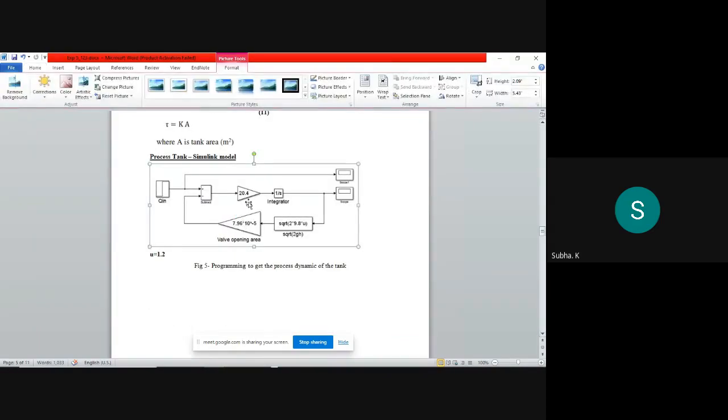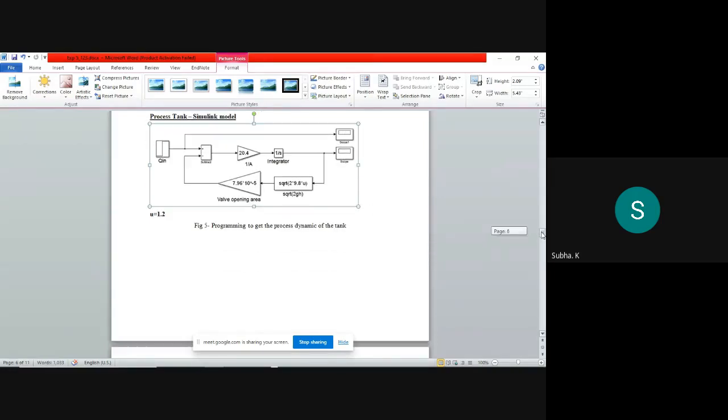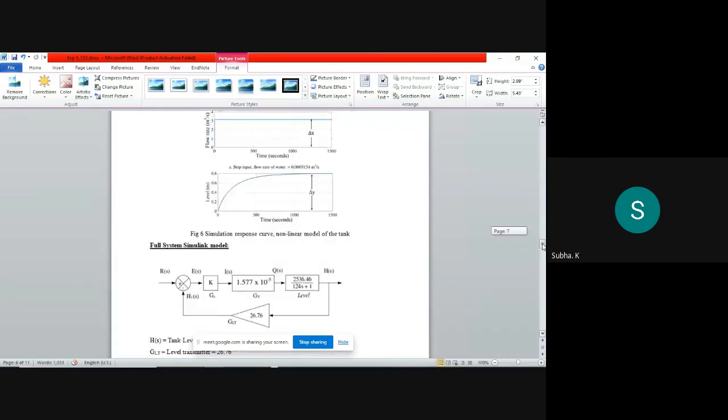So this portion is A into square root of 2GH, and this portion is A into dH by dt. This integrator is meant to take that dH by dt out. This is your Q in. Q in minus A into square root of 2GH is indicated here, and that is equivalent to A into dH by dt. That equation only they have represented in the form of this Simulink diagram, and this diagram only you have to do in Simulink, and you have to obtain these two graphs.